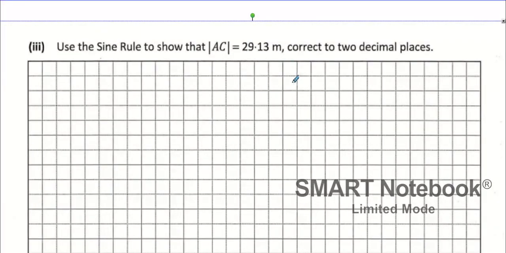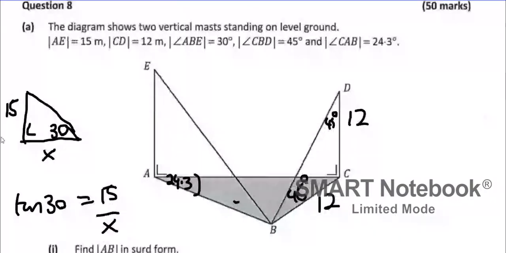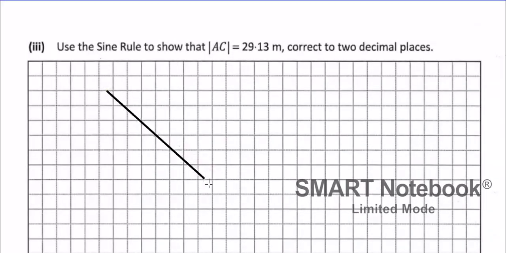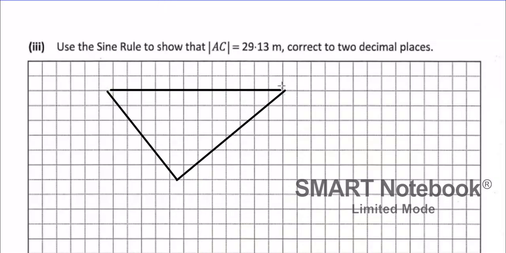Okay, part 3. Using the sine rule, show that AC is 29.13. Now, where is AC located? It's located on this bottom triangle, isn't it? ABC, got it. Okay, guys, this is my attempt to draw an ABC. Is it like this?